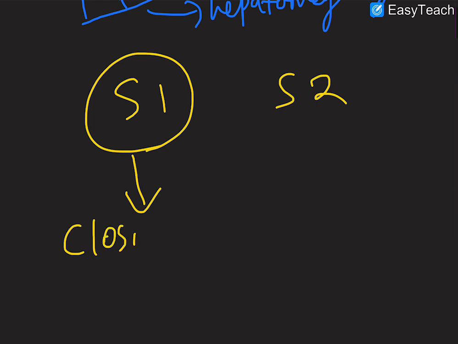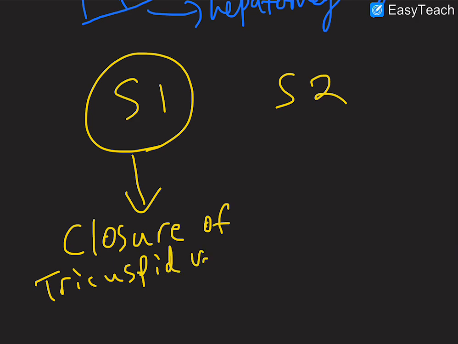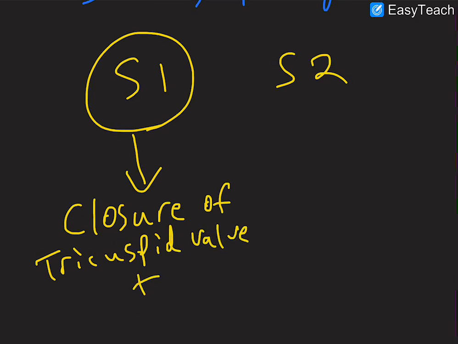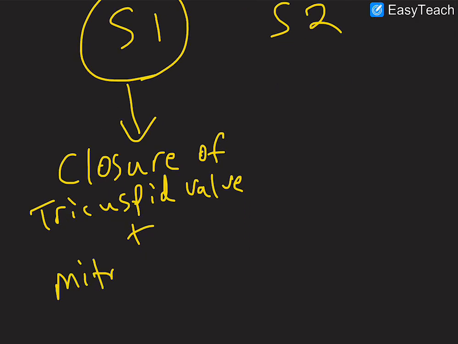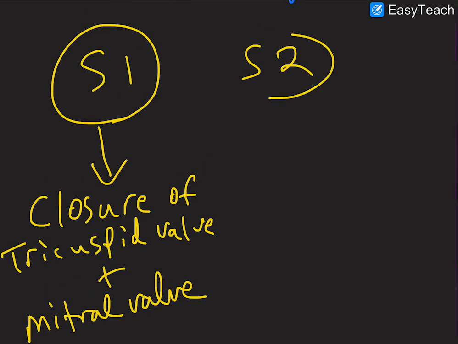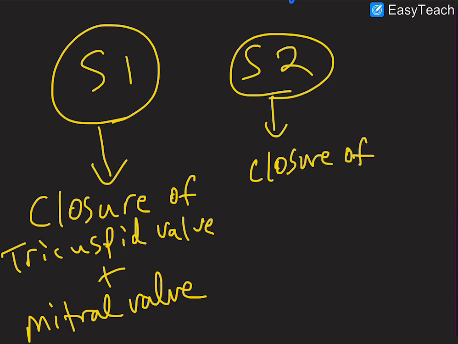This is the closure of your tricuspid valve and mitral valve, right? And then we know S2, what makes up S2? The S2 heart sound, that's the closure of your semilunar valves, right? So your aortic and pulmonic valve.